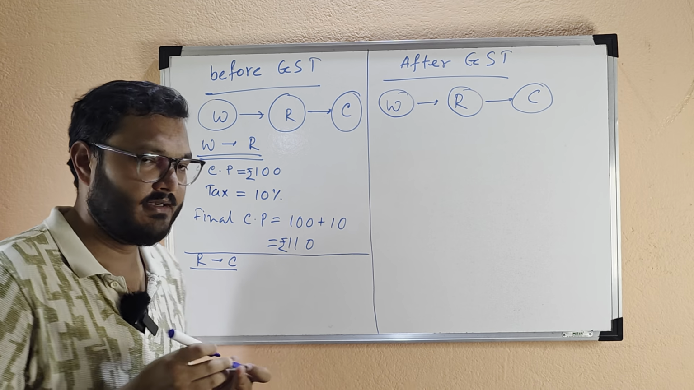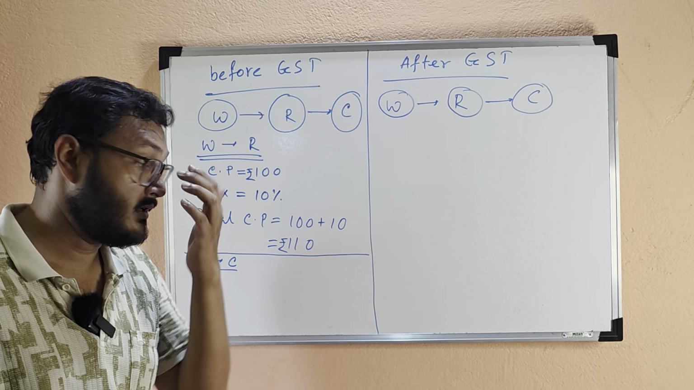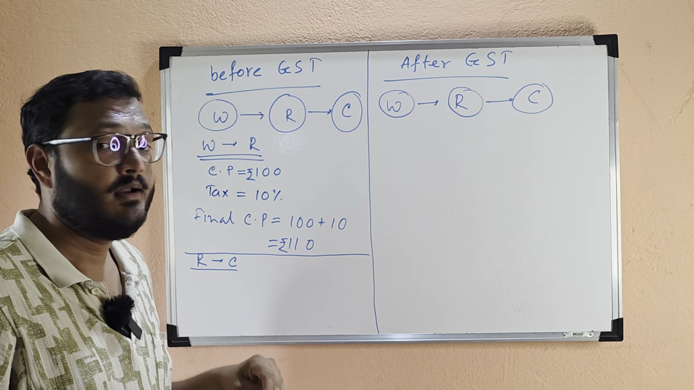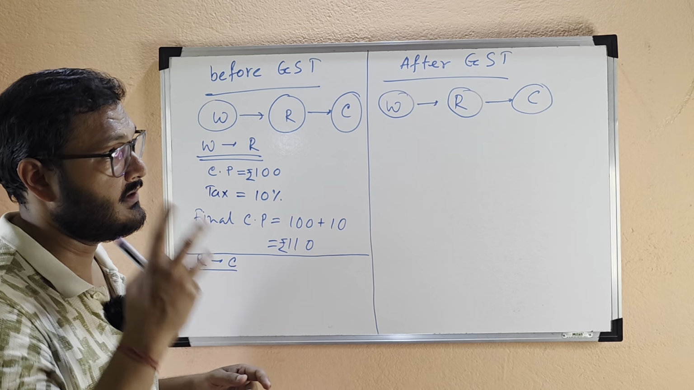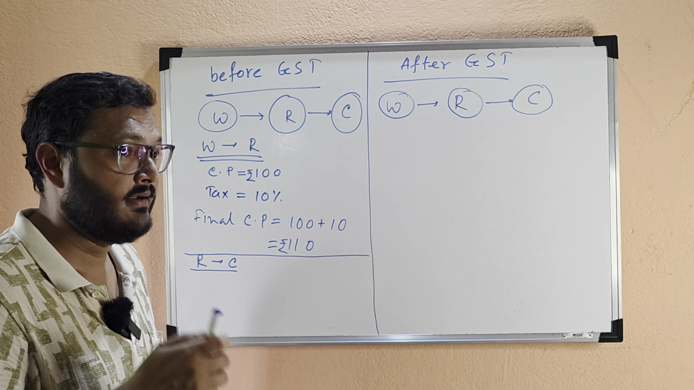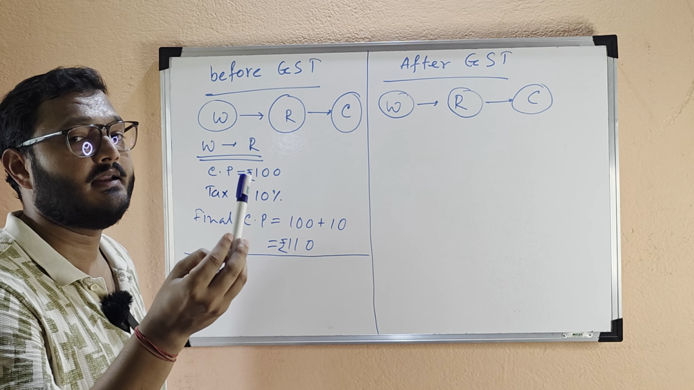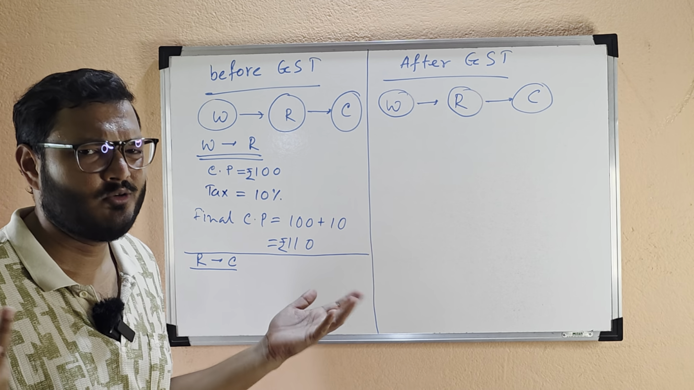Consumer went, I am the consumer, I went to the retailer, and what is the cost of this one? He told, oh, I paid the 110 rupees. He calculated 110 rupees, and he put one sticker here. He told 110 plus his profit. Let's suppose 10 rupees profit.